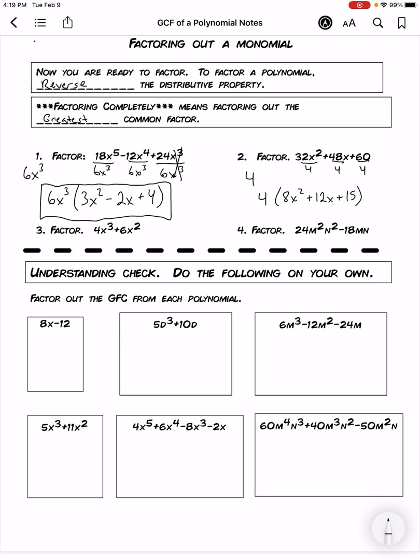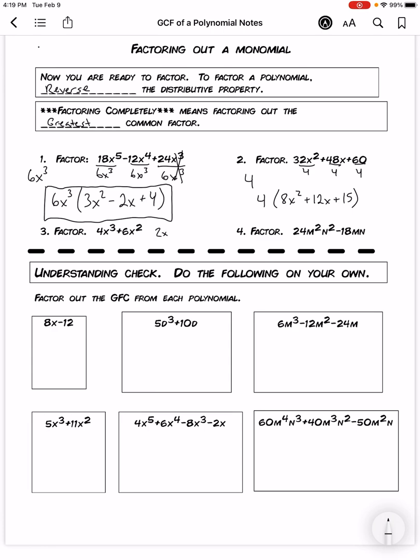All right, I'm going to go ahead and let you pause the video and take a try at examples 3 and 4. Okay, welcome back. Hopefully when you looked at number 3, you noticed that you could take out a 2 and an x squared. So 4 divided by 2 is 2, and then x to the third divided by x squared is x. And then 6 divided by 2 is 3. And then x squared divided by x squared cancels out. So your answer on number 3 should be 2x squared times the parentheses set of 2x plus 3.